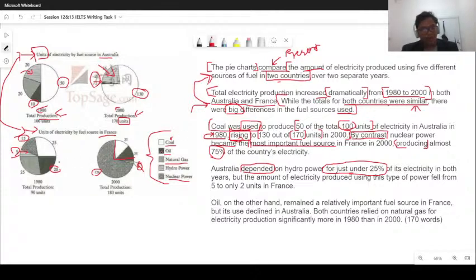Oil, the black one in France. This one is 20. This one is 25. Right, but its use declined in Australia. Both countries relied on natural gas for electricity production significantly more in 1980 than in 2000.